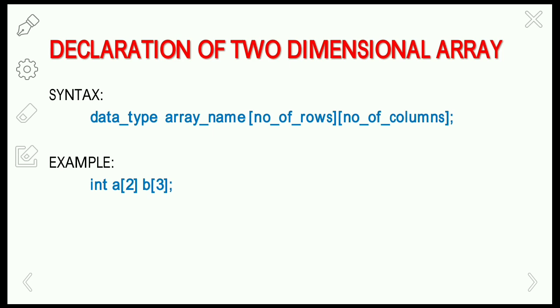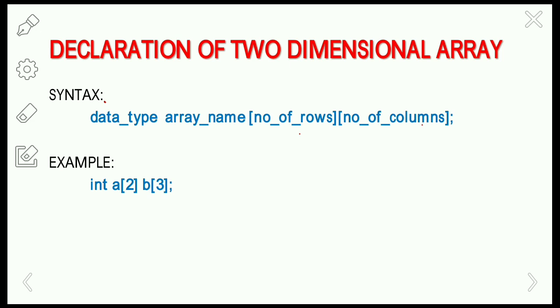Before using an array it must be declared. Here is the given syntax. You have to declare a particular array with this syntax, that is data type followed by the array name, and number of rows and number of columns. The data type is any valid C data type like integer, float or character, and the array name may be any valid variable name like age, marks, a, b. You can give any valid array name.